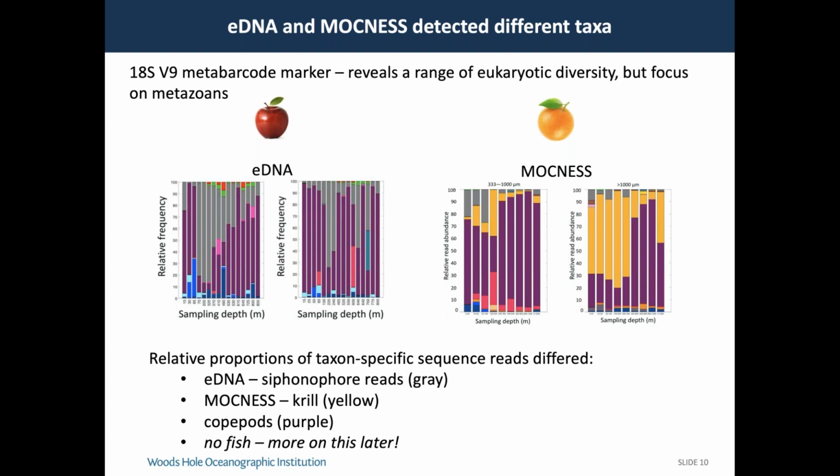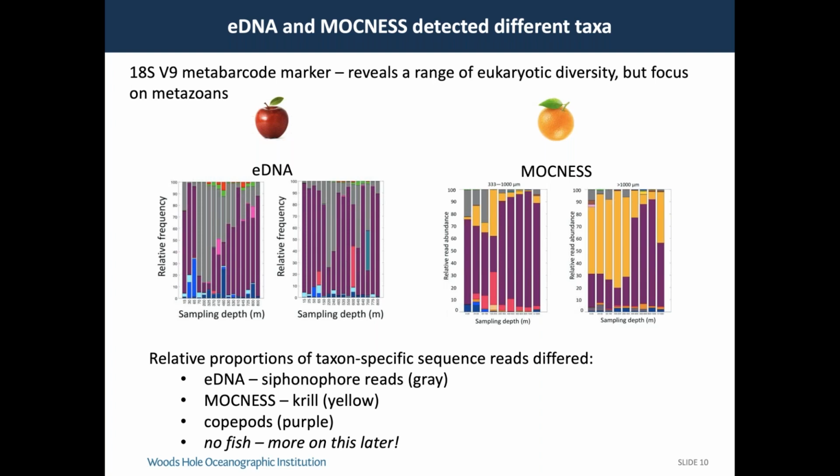Okay, and again, my focus is on animals, and so that's the part that I looked at. And just by looking at the colors, you can see that they're quite different. The eDNA has a lot more of the gray, which are the siphonophores, so they're gelatinous species, and then the MOCNESS has a lot more of the yellow, which are the krill or euphausiids. So those are crustaceans, and so they're different.